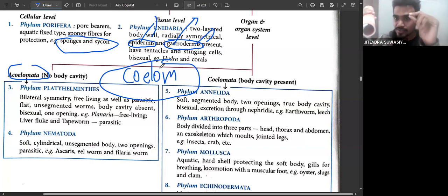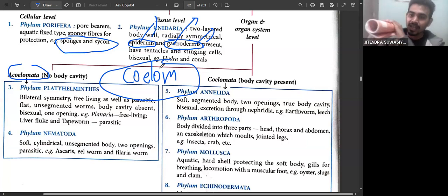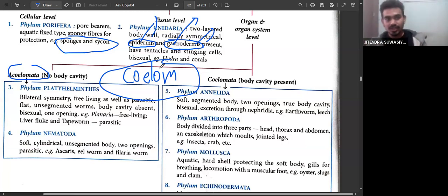The organisms in which most of the organ systems do not pass through it, we can say are acoelomate. The animals which don't have a cavity are acoelomate, and the animals which have a body cavity are coelomate. This is one tubular structure, and in it the body cavity is present. So organisms also have acoelomate and coelomata.